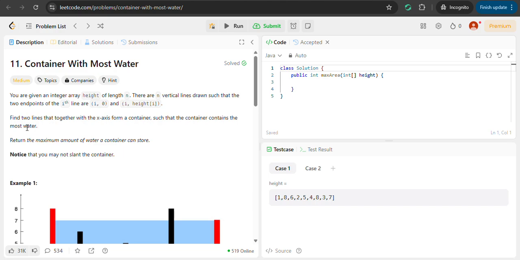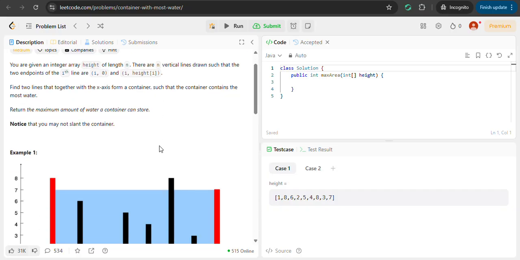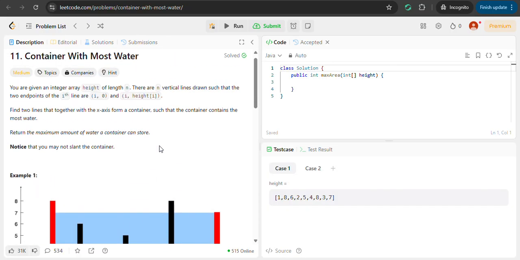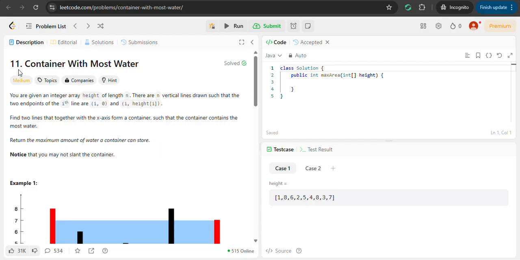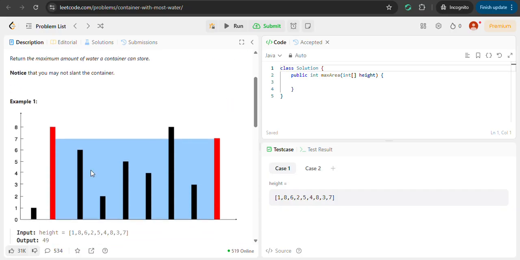This question is about finding the maximum amount of water that a container can hold. You are given an integer array height of length n. There are n vertical lines. This is an integer array, each element representing the height at each position. So 1, 8, these represent the heights.